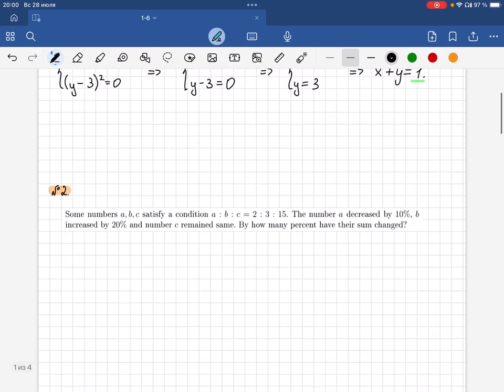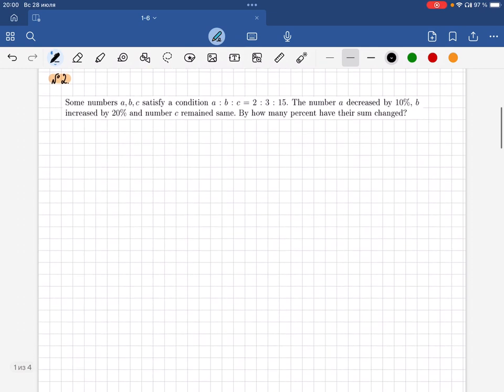Okay, let's move to the next problem. Here we have some numbers a, b, and c that satisfy the condition a divided by b divided by c equals 2 divided by 3 divided by 15. Then we have several changes, like number A decreased by 10%, B increased by 20%, and C remains the same. And the question is, by how many percent has their sum changed, the sum of these three numbers, A, B, and C?